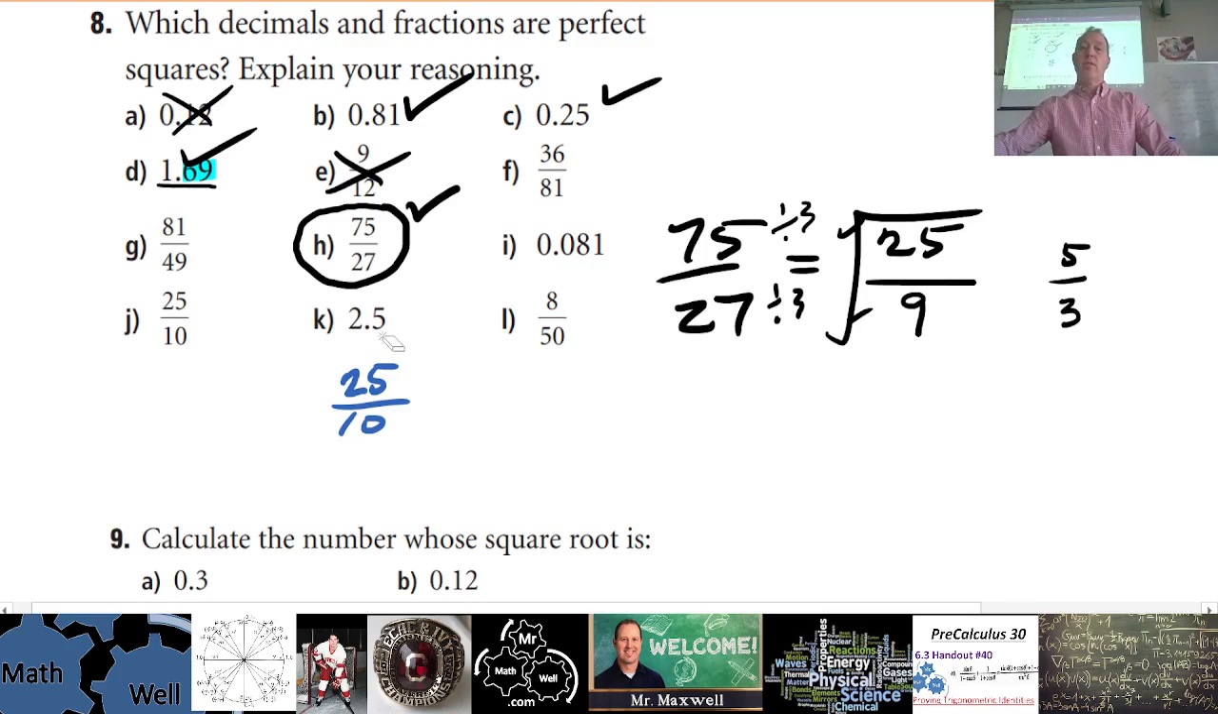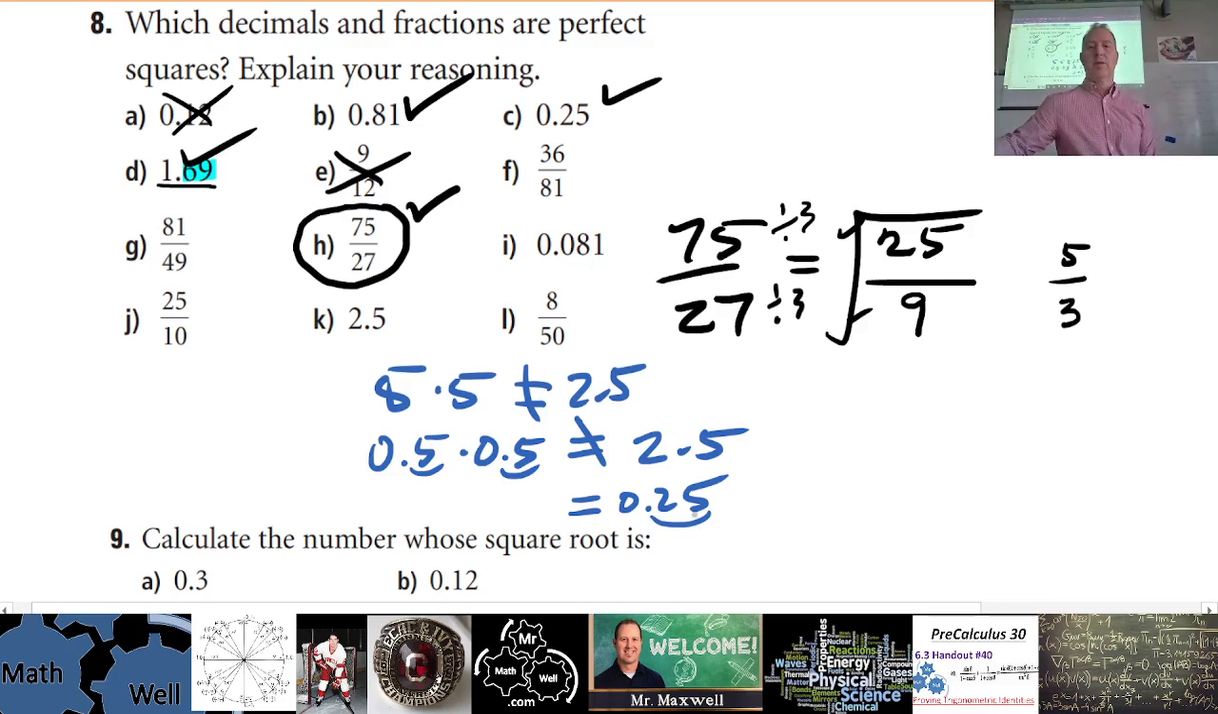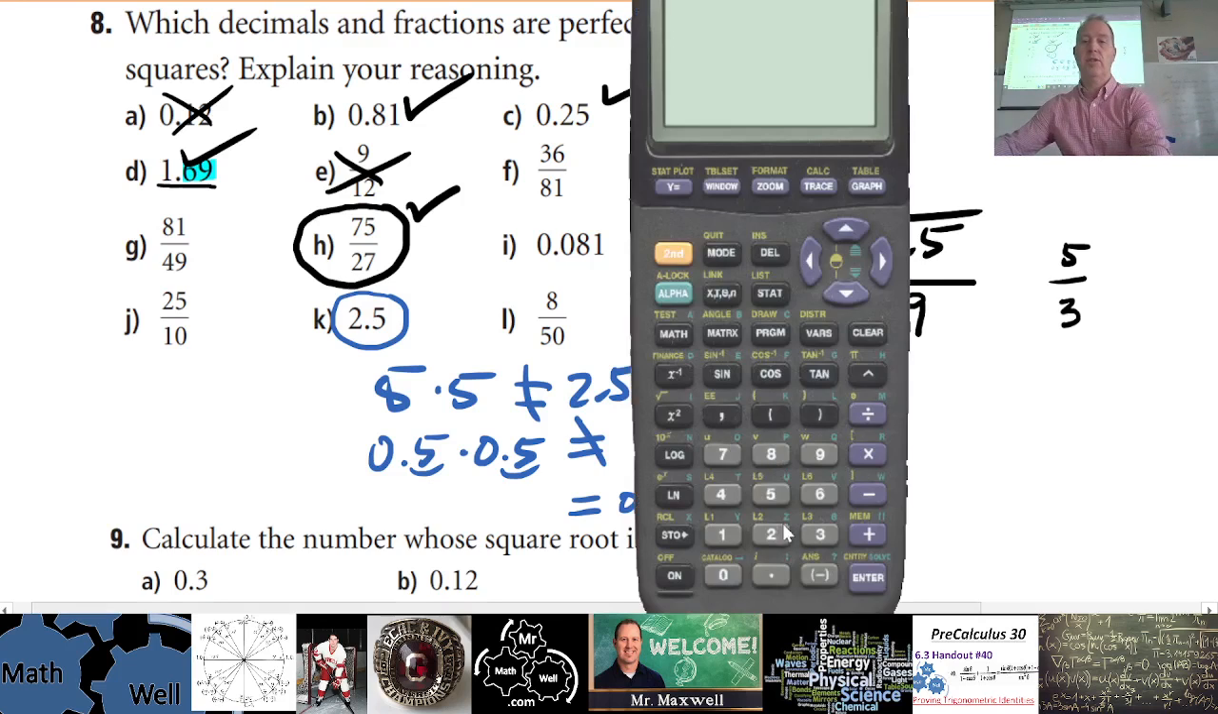Now, I do notice, though, that 25 is a perfect square. So, obviously, 5 times 5 is not 2.5. What about 0.5 times 0.5? Does that equal 2.5? Nope. That doesn't. It equals 0.25. See, 1 decimal place each multiplied together gives you 2 decimal places. So it looks like we don't have a number that multiplies to this, but let's get on our calculator and just double check. 2.5, oh my goodness, I always forget this. Square root, I have to do first on this calculator. Square root 2.5 is, oof.